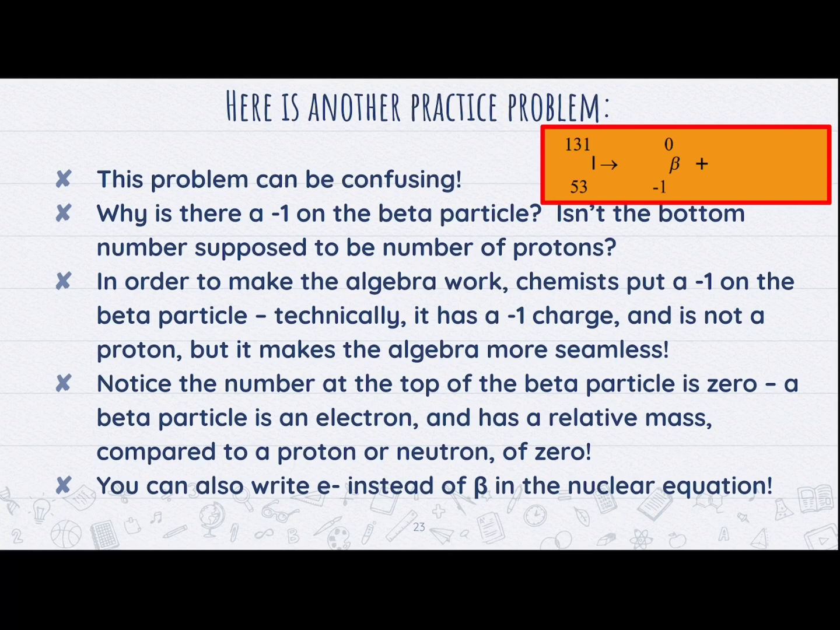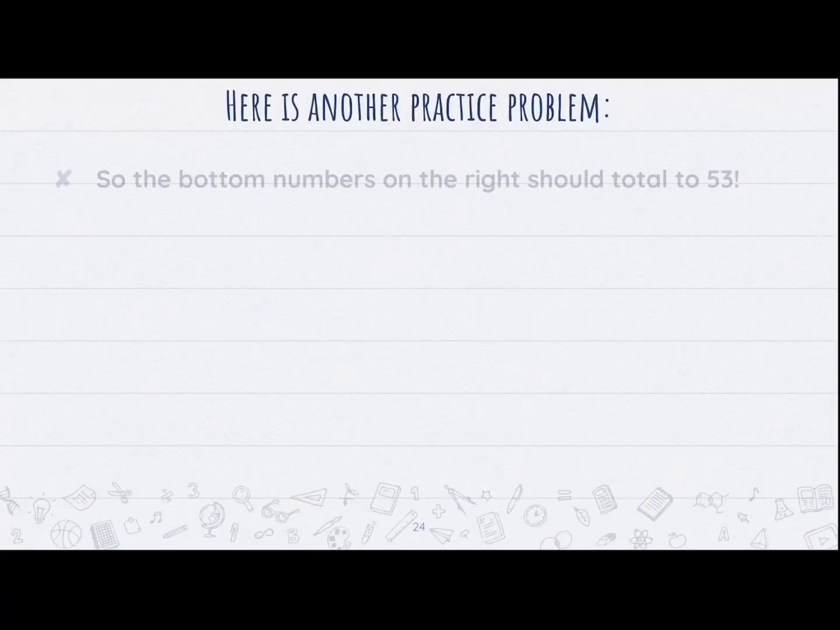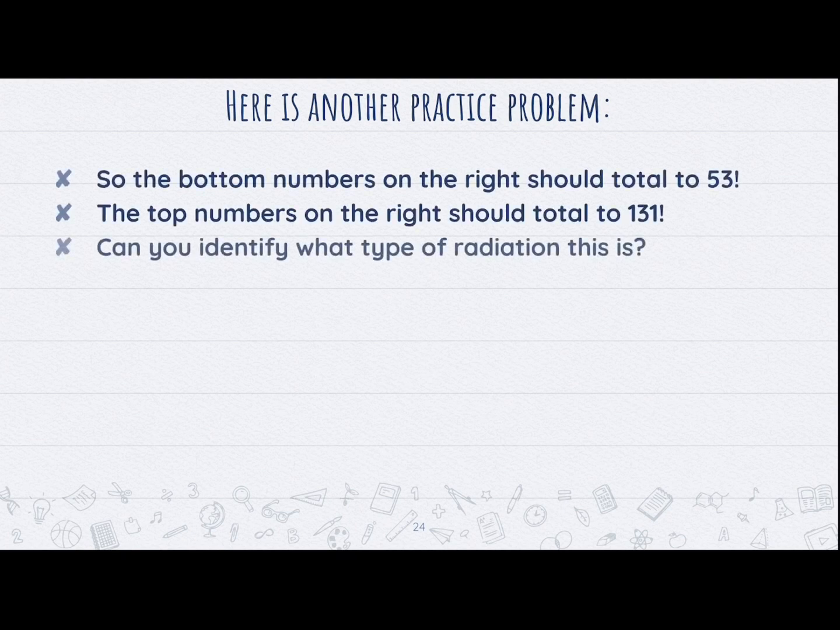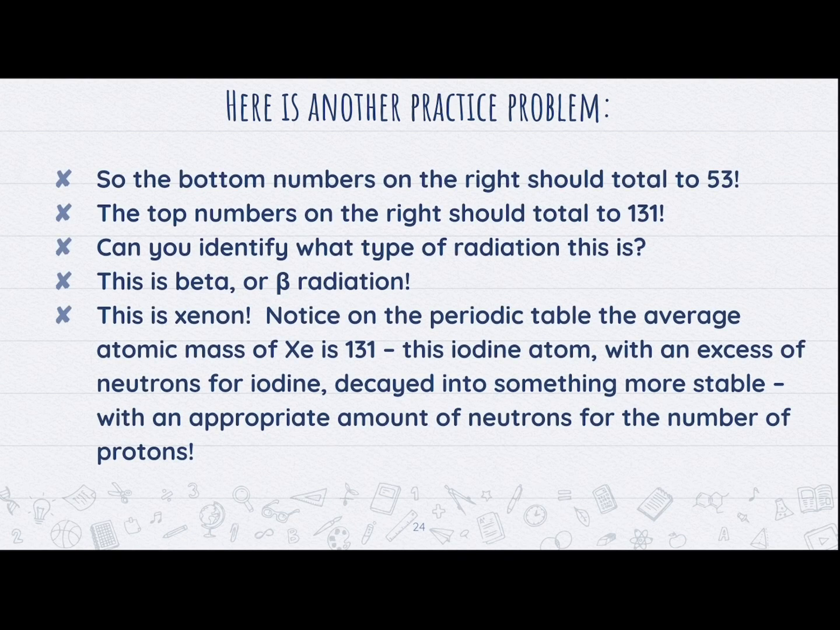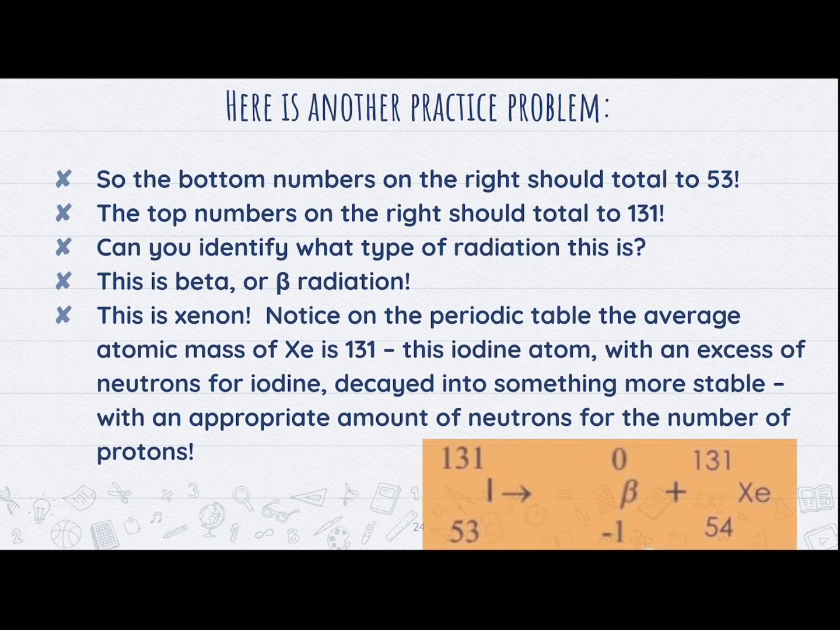So again, that equation at the top, I need both sides to equal, which means I need 131 on the top of both sides. I need 53 on the bottom of both sides. So again, this is beta radiation. I would need to fill in xenon, which is what I did over there. 131 on the top, 54 on the bottom. If you do algebra, both sides equal. So like on the bottom, xenon is 54, but then beta is -1. So 54 minus 1 is 53, which means both sides are going to equal.